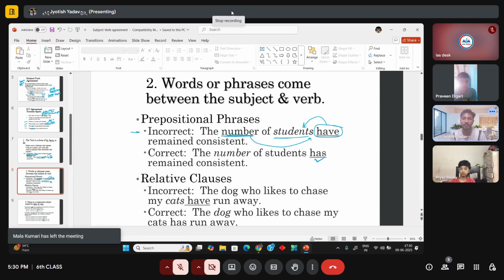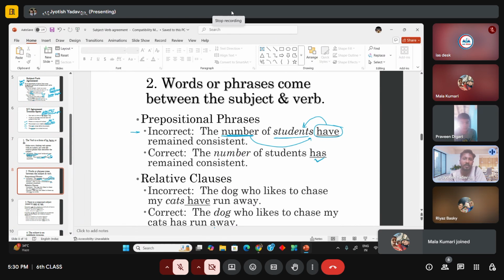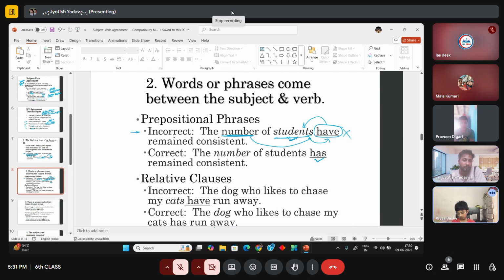Many students make this mistake in their exam. They see that this is just students, so they write "have". That will be wrong. You have to focus on the full sentence, the number of students. That means I'm telling about the number, and here the number is in singular form. So for that we have to write "has". So the second sentence is correct. Are you getting my point?